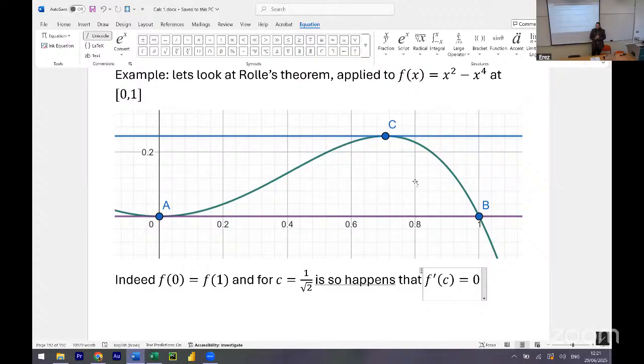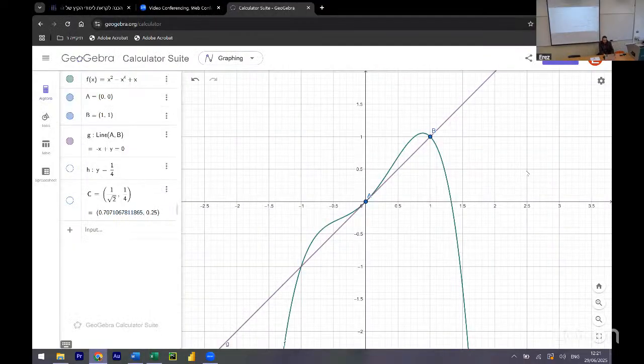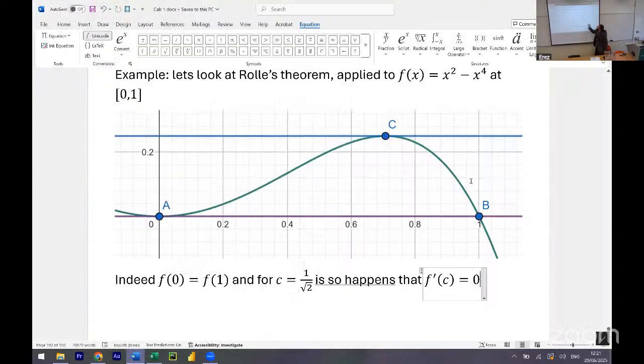The line and the point, what is the connection between them? Anyone else care to guess? I'll give you a hint. What will happen if I zoom in here? It's the tangent line, exactly. The blue is the tangent line to the graph. Agreed? What's the connection between the tangent and the chord? They're parallel.